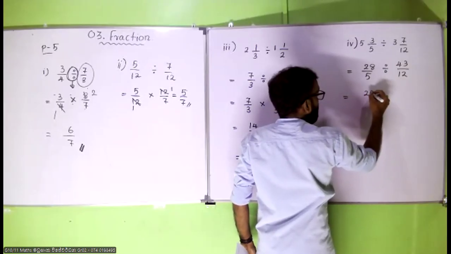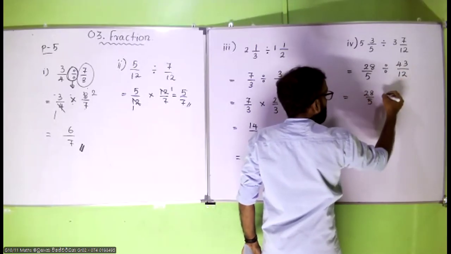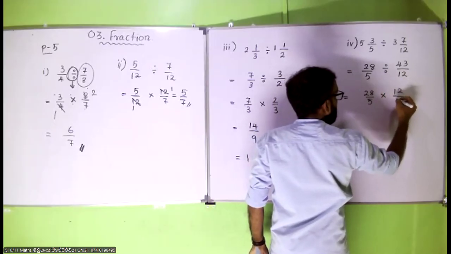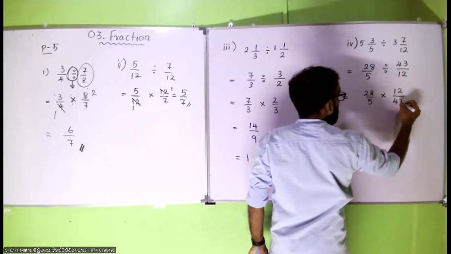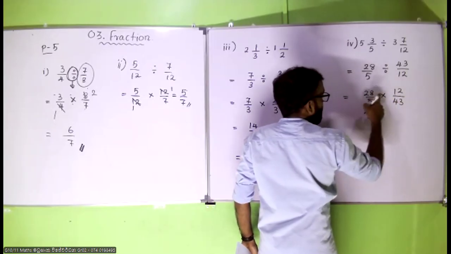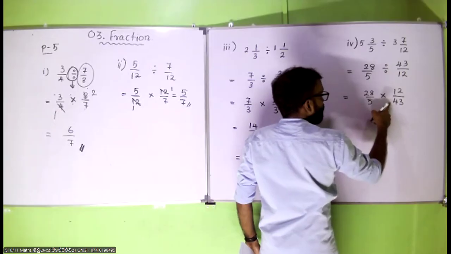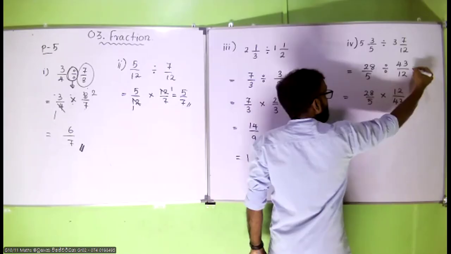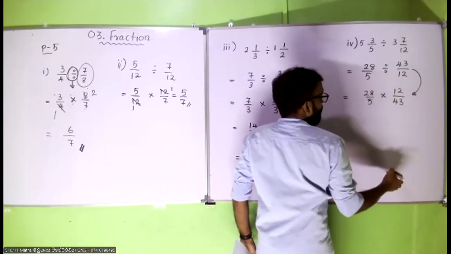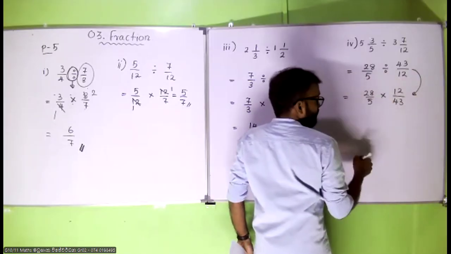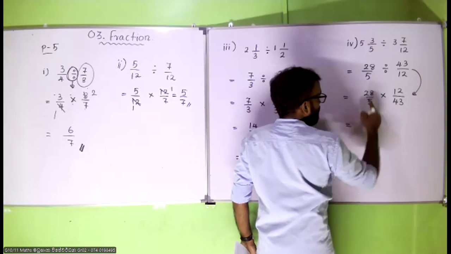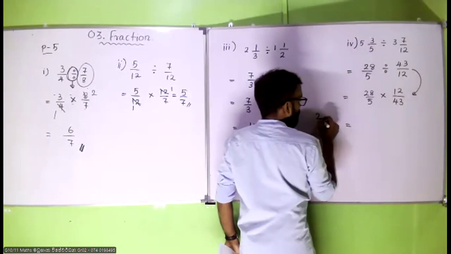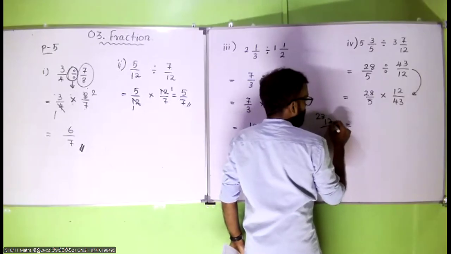So 28 upon 5, multiplication. So change upside down. 43 numerator and denominator should be changed. That means your reciprocal of this fraction again. Can you simplify this furthermore? No, just multiply the numerators and the denominators. 28 times 12.